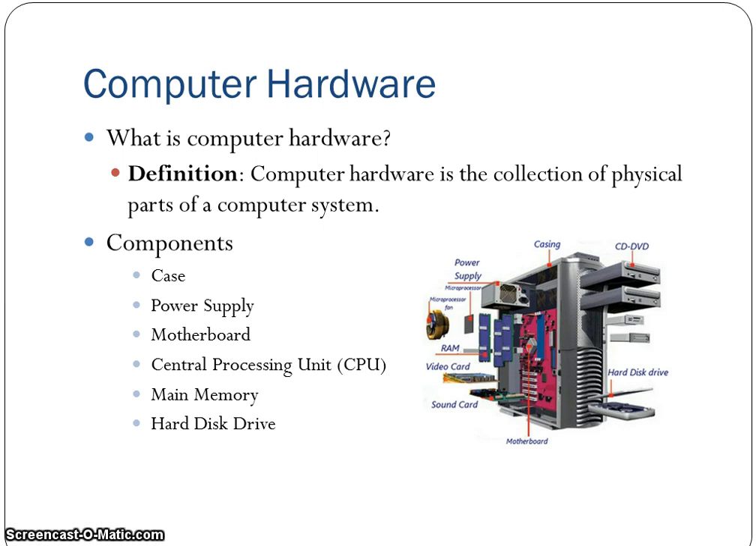So, computer hardware. One might ask, what is computer hardware? I'm going to give you the formal definition. Computer hardware is a collection of physical parts of a computer system. That's just the main parts that compose a computer itself. These components include the case, the power supply, the motherboard, the central processing unit, also called the CPU, the main memory, and the hard disk drive, which most people just shorten and call the hard drive. Now I'm going to go over each of these components and tell you what they do.